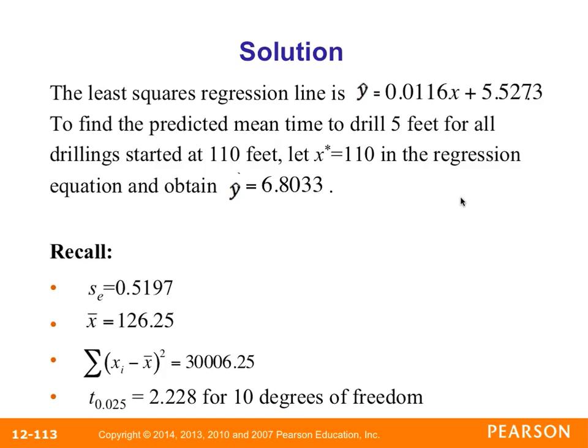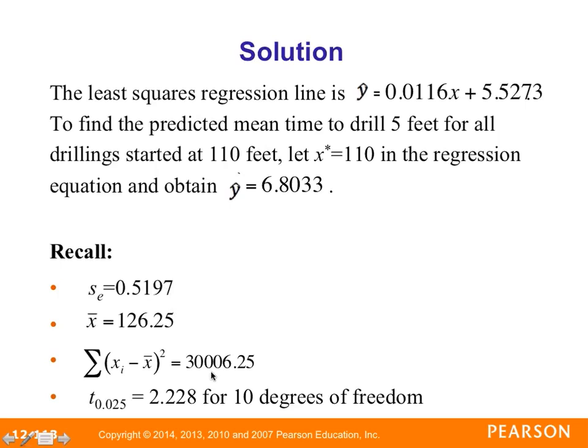So let's construct a 95% confidence interval around the predicted mean time to drill 5 feet for all drillings started at a depth of, we're going to do 110 feet. Now we could do this for anything, but we're doing it for 110. So we know our least squares regression line was calculated as follows: y hat equals 0.0116x plus 5.5273. We already had found that. The predicted mean time to drill 5 feet for all drillings that start at 110 feet is found by taking 110 and plugging it in for x. And if you do that, you get y hat equals 6.8033.